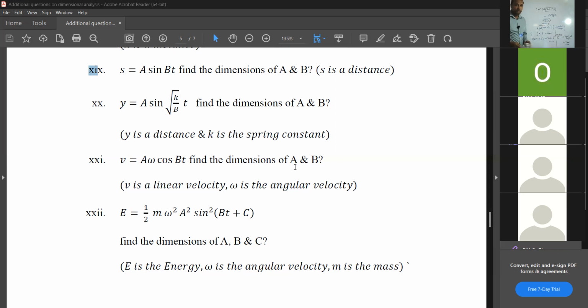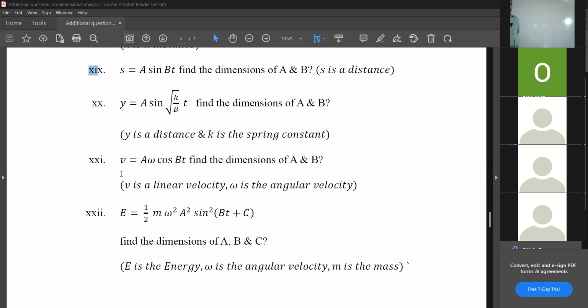So what is the dimension of B? Radian per second, because BT is an angle. So the unit of B into the unit of T should be the unit of angle. So the unit of B into seconds is equal to radian. Then the unit of B is radian per second, the same way that we did in the previous question.